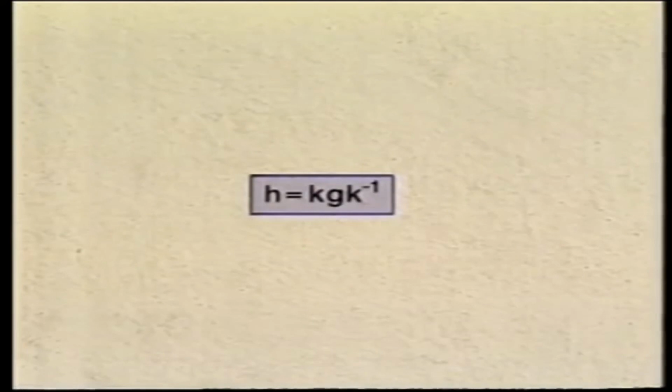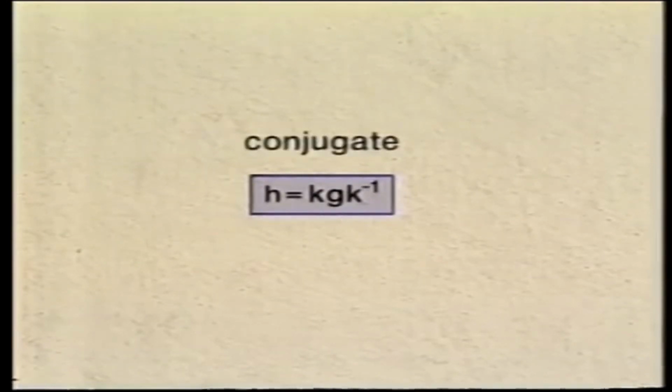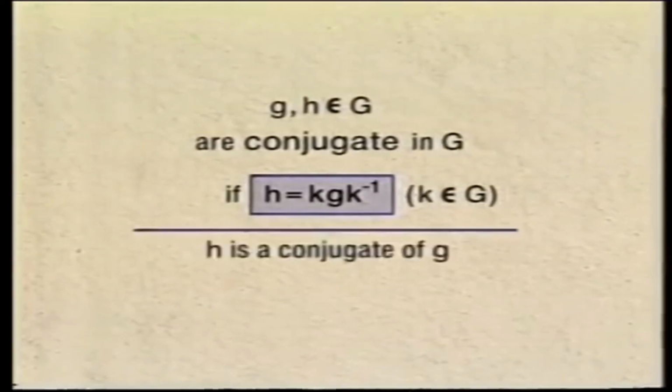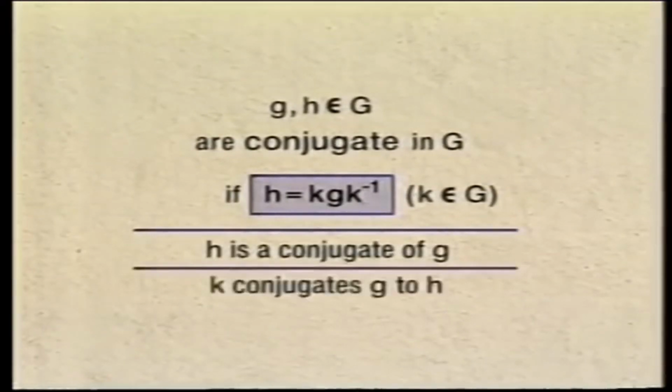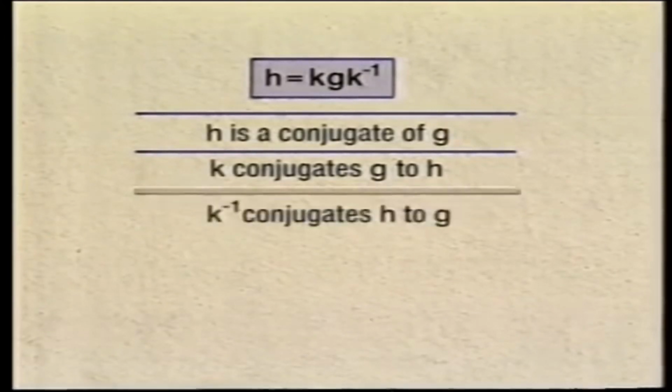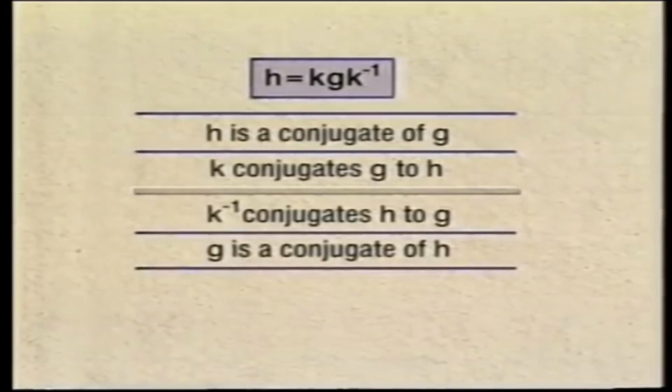When 2 elements H and G are related in this way, we say they're conjugate in S4. This idea generalizes to any group, not just permutation groups. A pair of elements G and H in a group G are said to be conjugate in G if H equals KGK inverse for some K in G. We say that H is a conjugate of G and that K conjugates G to H. In fact, the relation is symmetric because K inverse must then conjugate H back to G. So G is a conjugate of H.